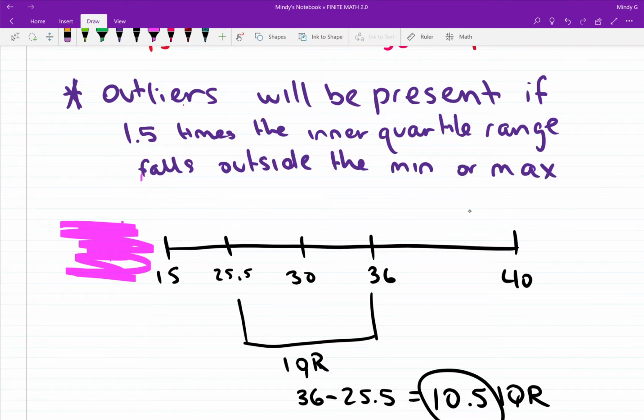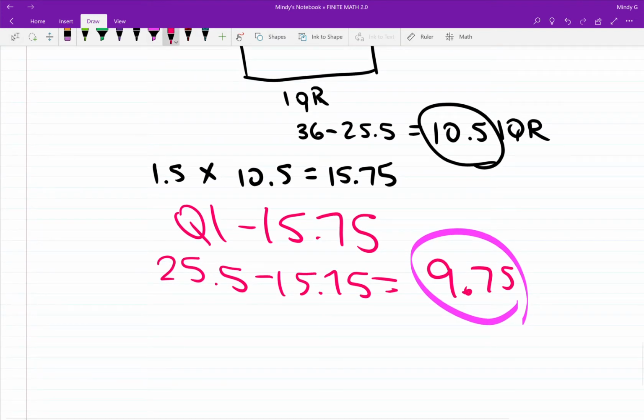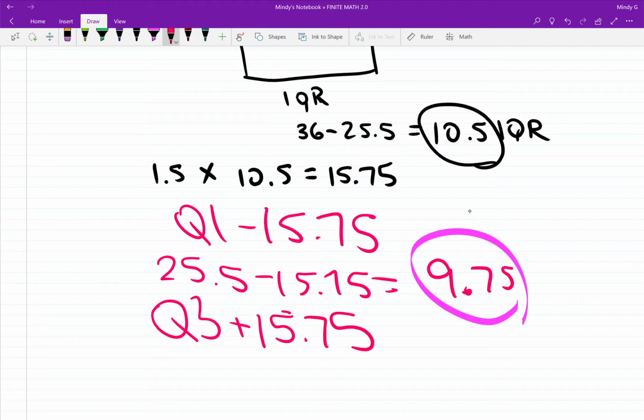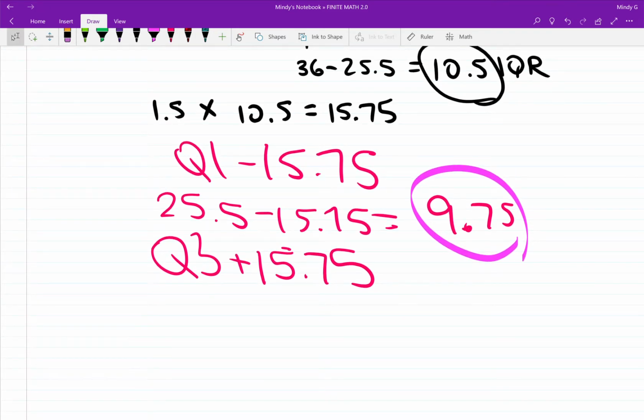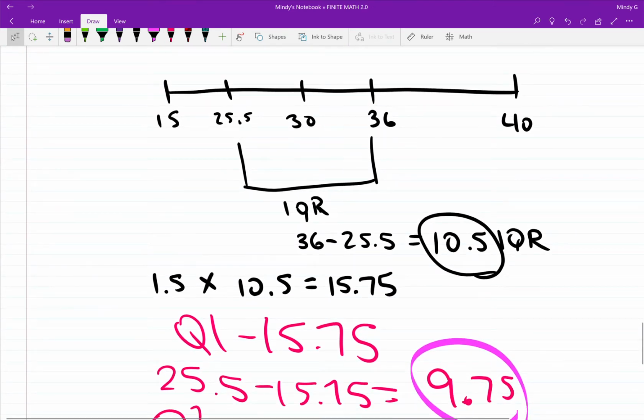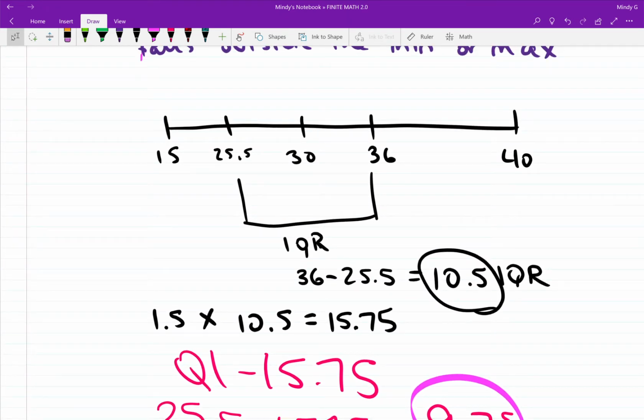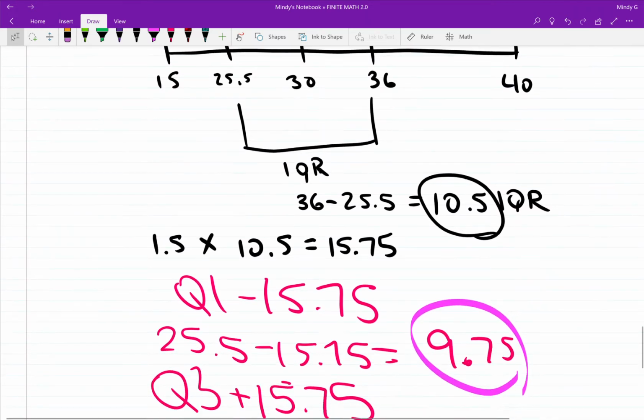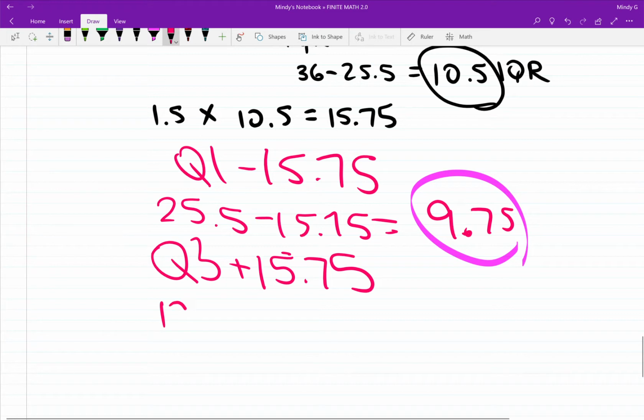Q3 plus 15.75 equals what? 36 plus 15.75 is 51.75. How do you know to add that one in? Because I want to take this number right here and ask what is 15.75 that way, and what is 15.75 that way, according to the number line. If I want to go backwards, I would subtract 15.75. If I want to go forward, I would add. So this way I go plus 15.75. Here, I go minus 15.75.